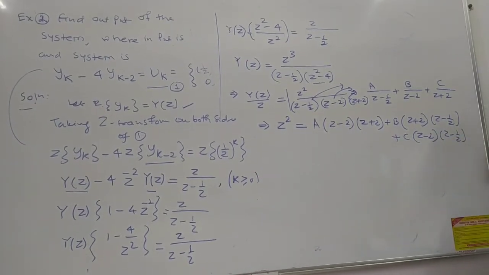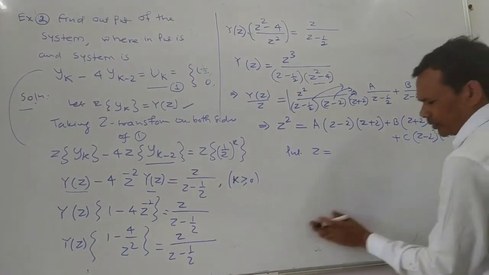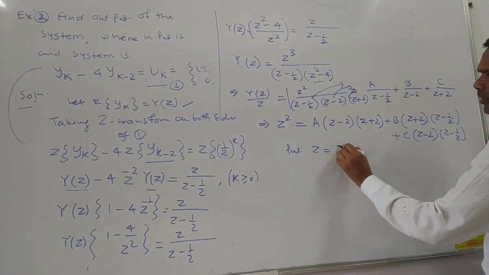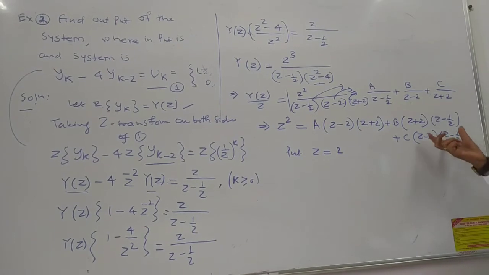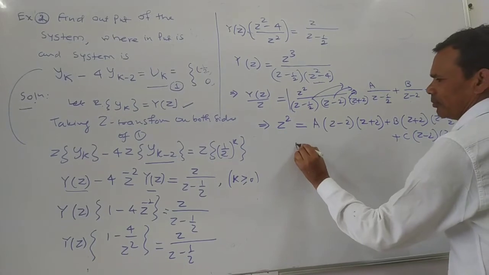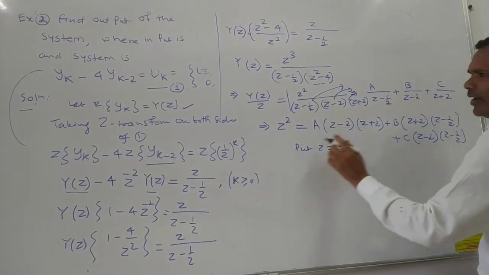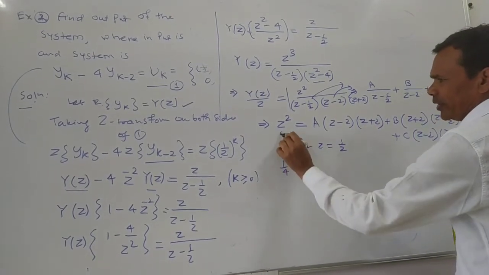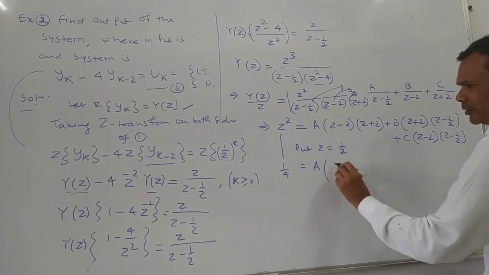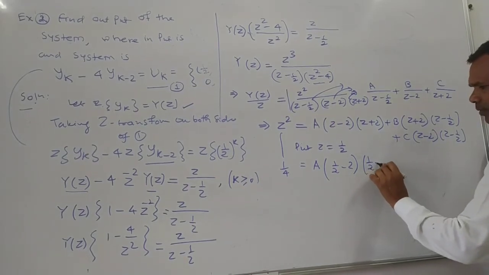Now you can put the values here. Say z is equal to any value you can put. First, if you are putting z is equal to 2, then you are getting the value of b. Or if you are putting z is equal to half, then this is 1 by 4 you are getting. If you are putting z is equal to half, then here you are getting a. This is half minus 2, and here half plus 2.